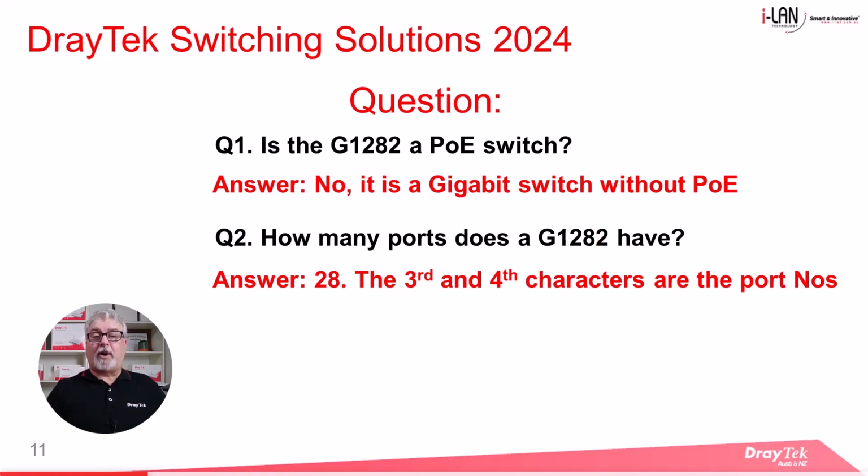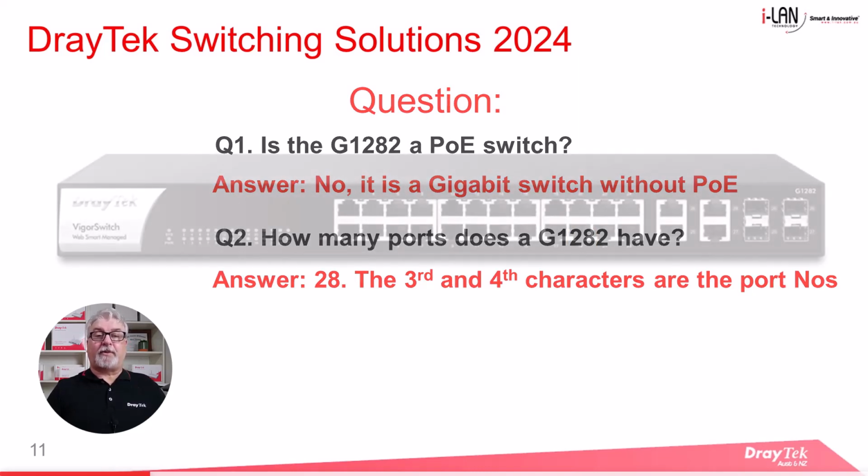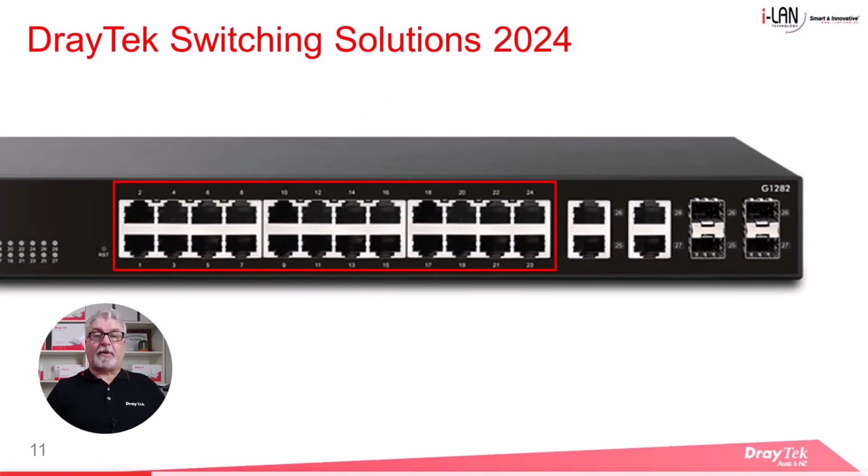As mentioned, keep in mind that not all of those ports are necessarily of the same type. In this case, the G1282 has 24 standard gigabit ports and 4 combo SFP RJ45 ports. A combo port means that it's a shared resource, which means you can either use the RJ45 port or the SFP slot, not both at once on each of those ports. I'll go into more detail shortly about SFP slots.